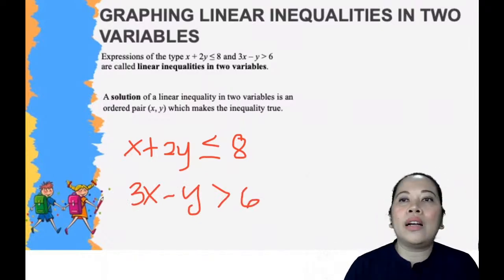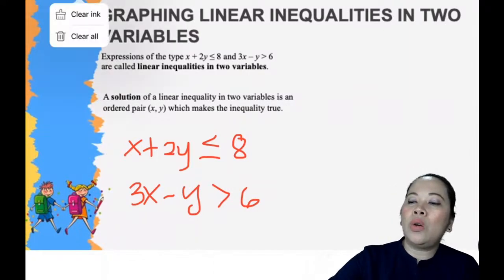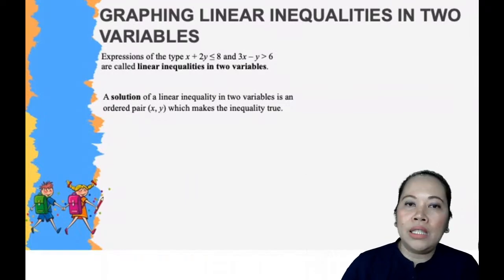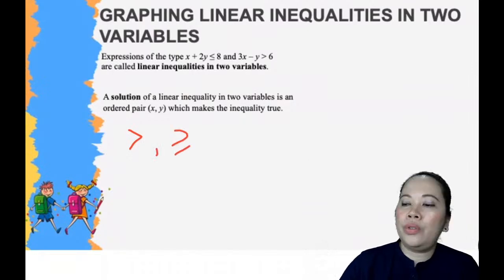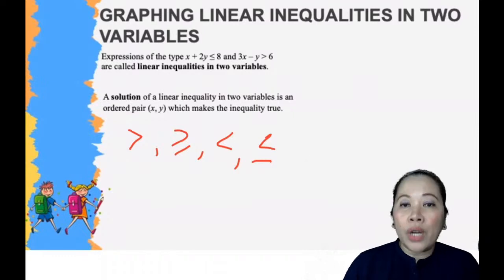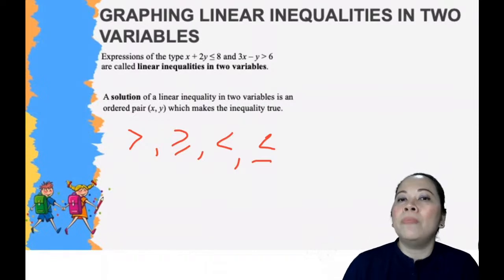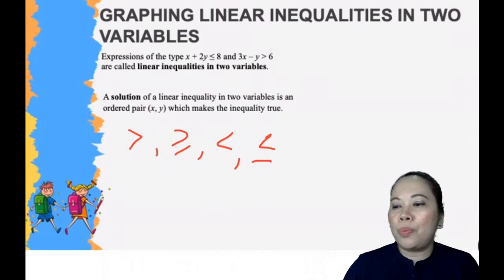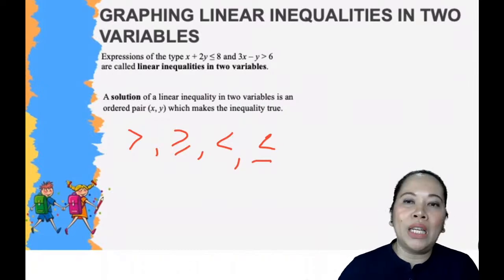Now just a quick recap of what we have learned before about inequalities. When we talked about inequalities, we have these different signs. We have greater than or equal to. We have less than or equal to. Please do take note that when we read from left to right, wherever the opening is, that will be the greater value. So greater than, and then you have your less than.